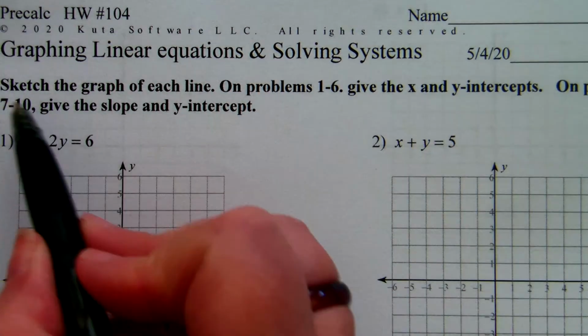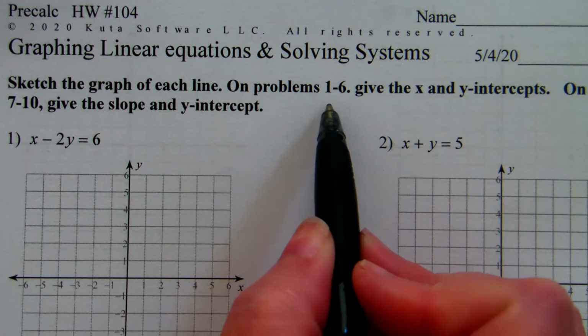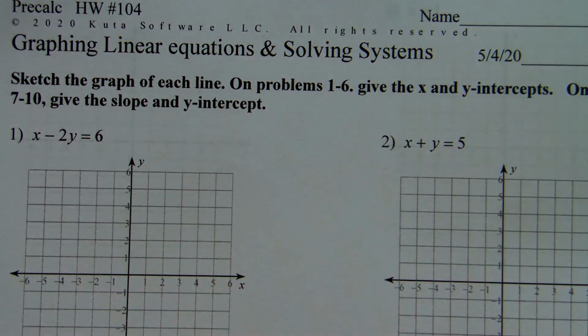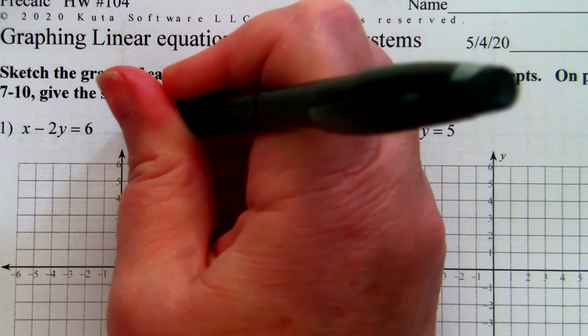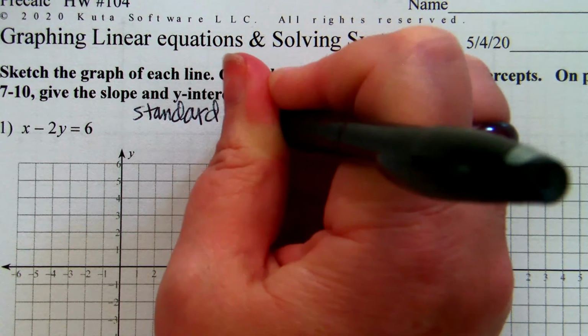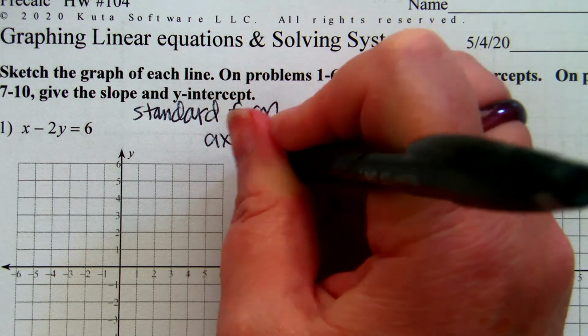It says, sketch the graph of each line on problems 1 through 6. Give the x and y intercepts, because that's the way we're going to graph them, using the x and y intercepts. On problems 7 through 10, give the slope and y-intercept, because it's in slope-intercept form. This is in standard form, Ax plus By equals C.